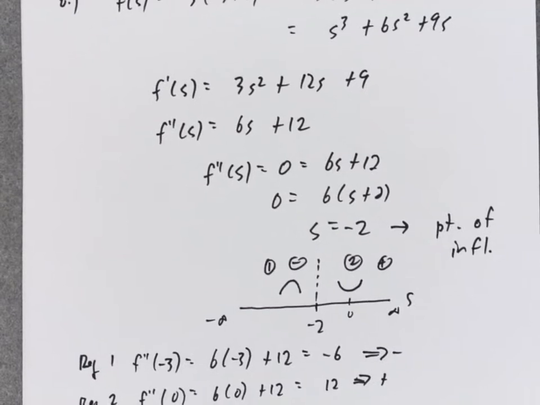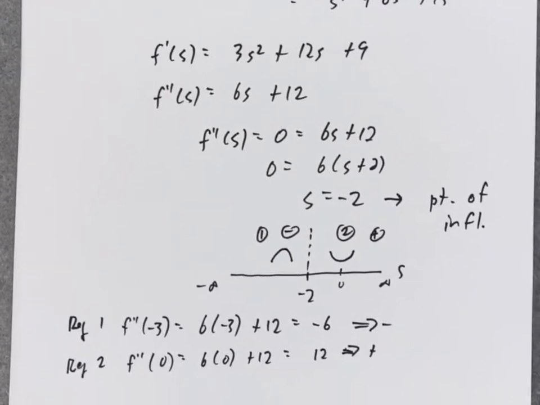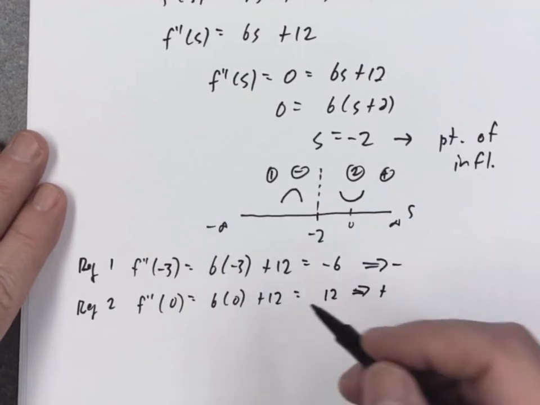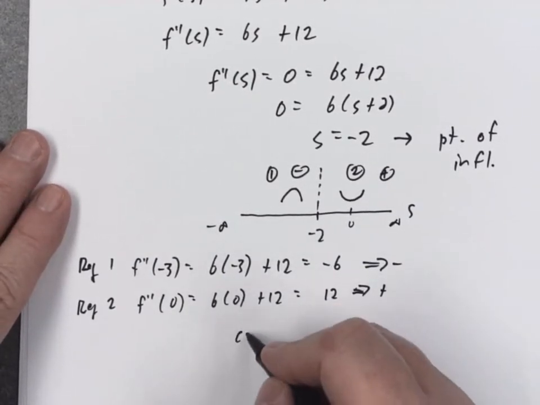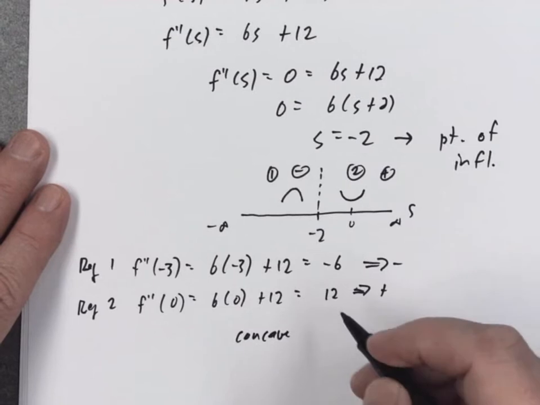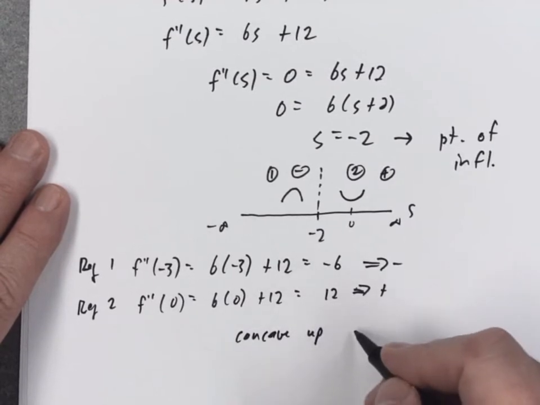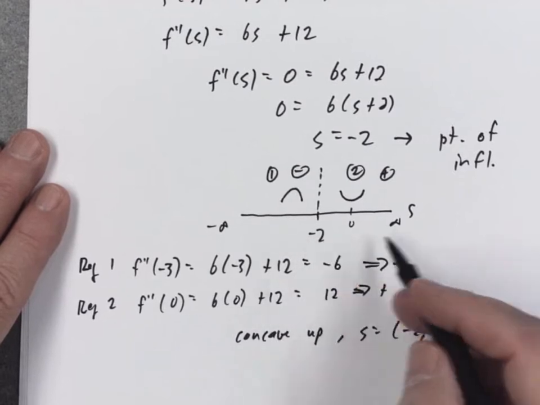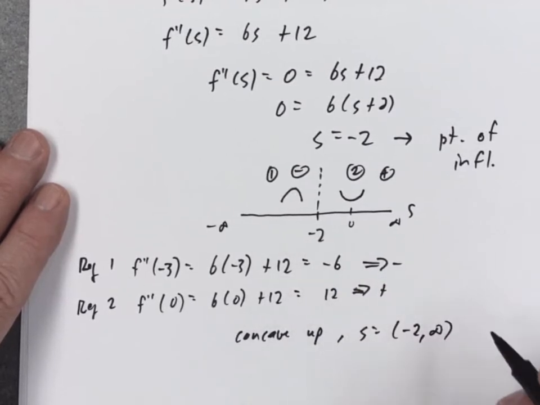So now I have pretty much everything I need. Let's just go ahead and start listing things. So concave up is when s is in the interval -2 to infinity.